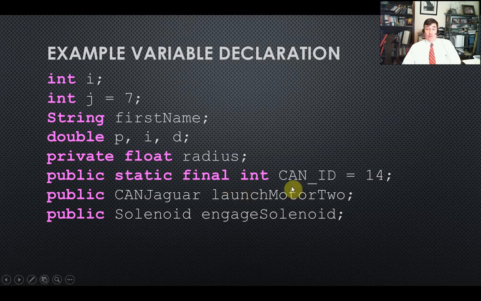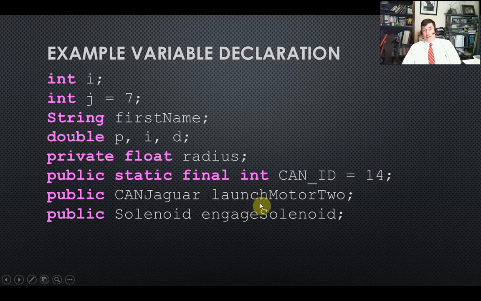This next one has a lot more on it. CAN_ID is the name. Remember I said variables can include the number, the underscore, and this is one of those cases where we use it. In Java, one of the conventions is constant values in a class are always named all uppercase with underscores between the words. CAN_ID is an integer which is final and static and public and initialized to the value 14. So we'll get into what static and final mean a little bit later.